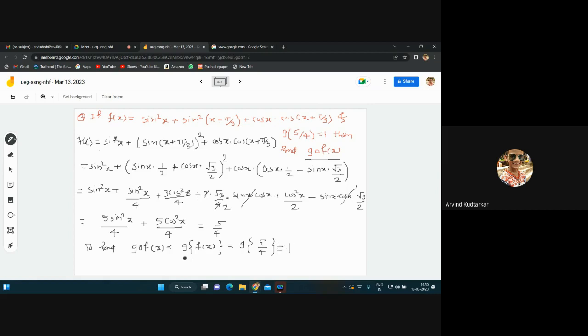So are you clear? What is the value of the composite function g composite f of x? It is 1. We got this value by simplifying the function of x. There are some square terms in this function of x, so you have to expand those terms, and after expansion we get the value of the function as 5/4. So the value of the composite function is 1, and this will be the correct answer.